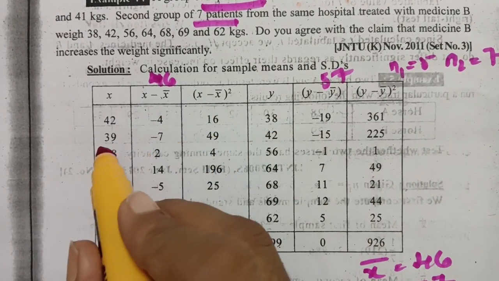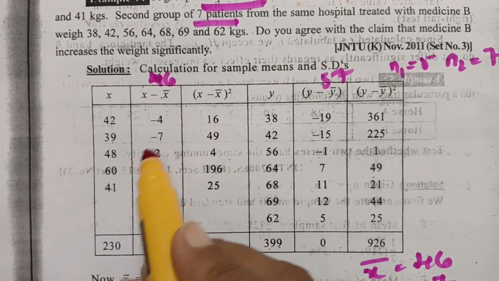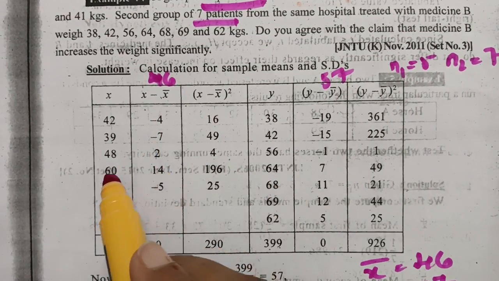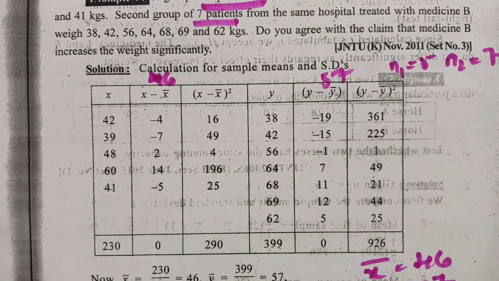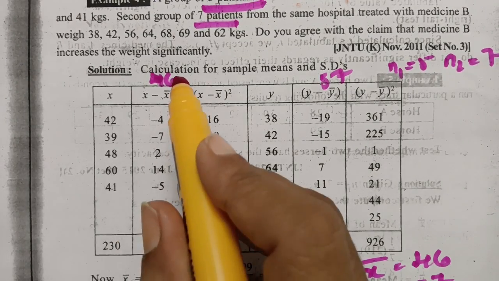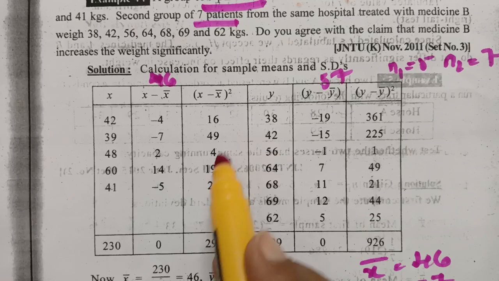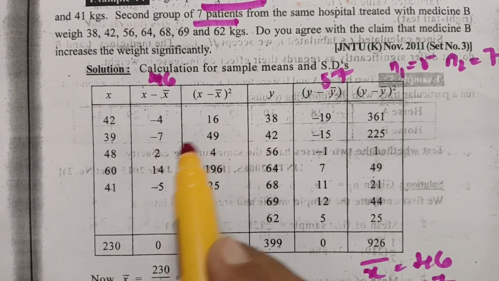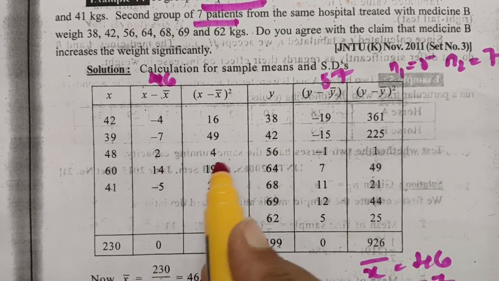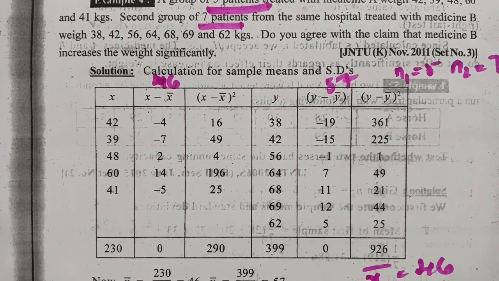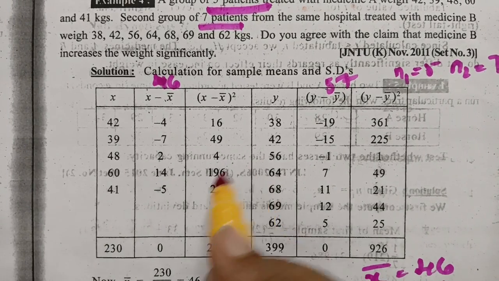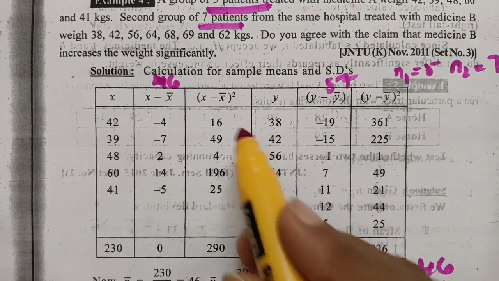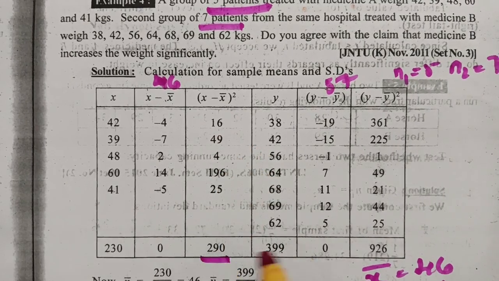The value here is minus 4. 39 minus 46 is minus 7. 48 minus 46 is 2. 60 minus 46 is 14, and 41 minus 46 is minus 5. So we have to make an addition, that is minus 4 whole square is 16, minus 7 whole square is 49, 2 square is 4, 14 square is 196, and minus 5 whole square is 25. So if you make an addition, this will be 290.